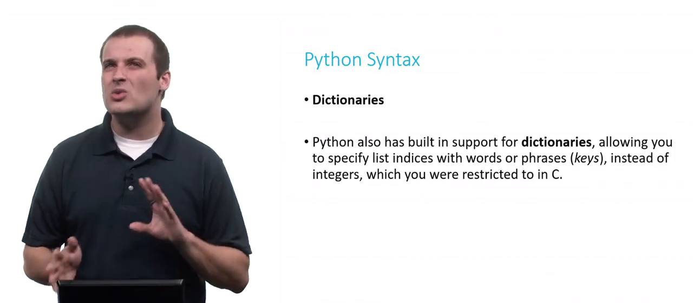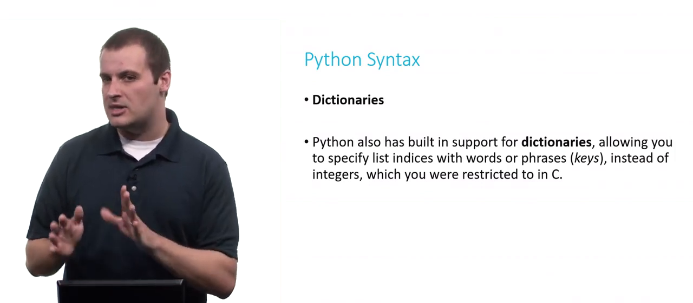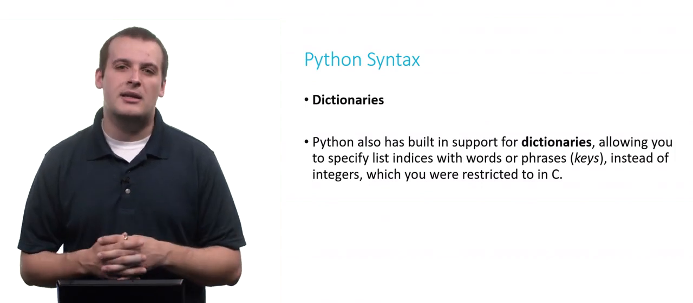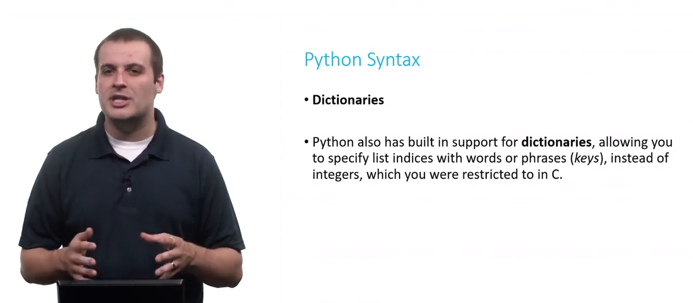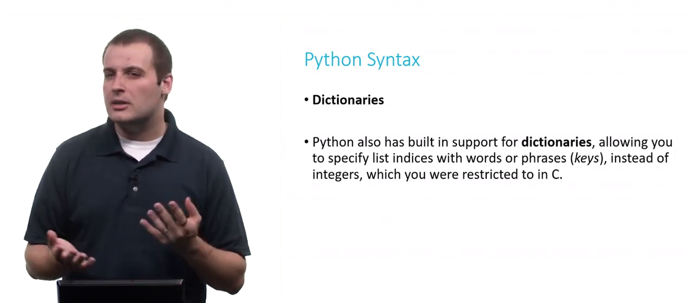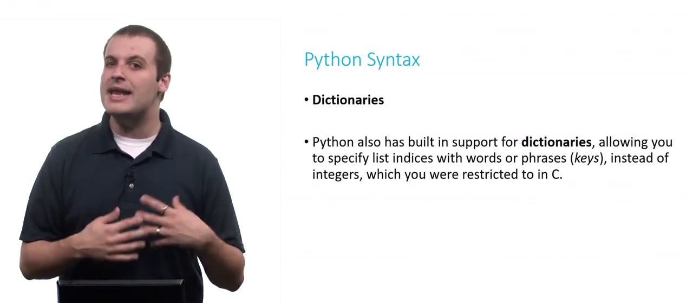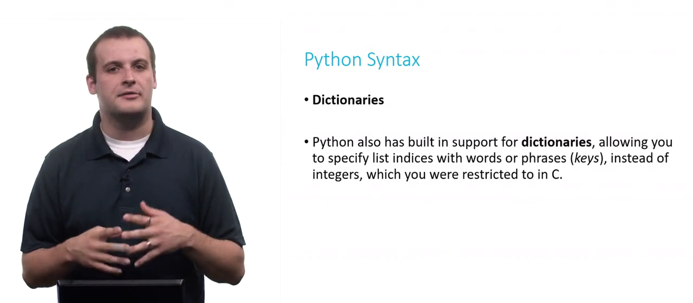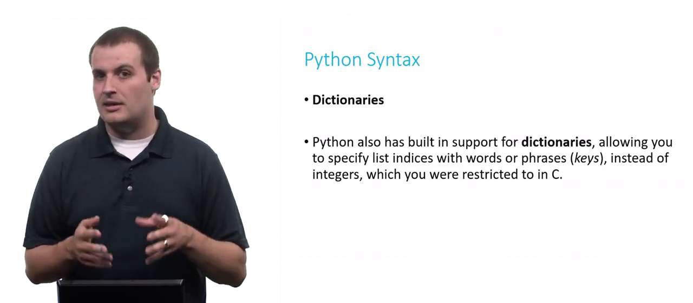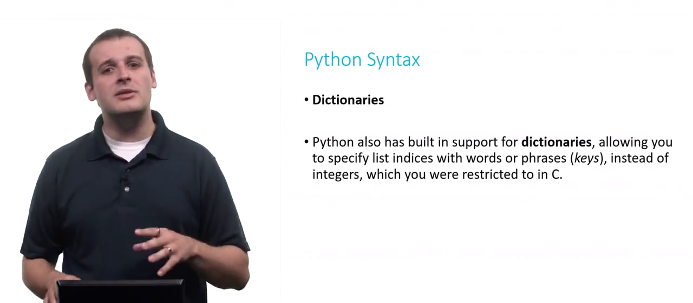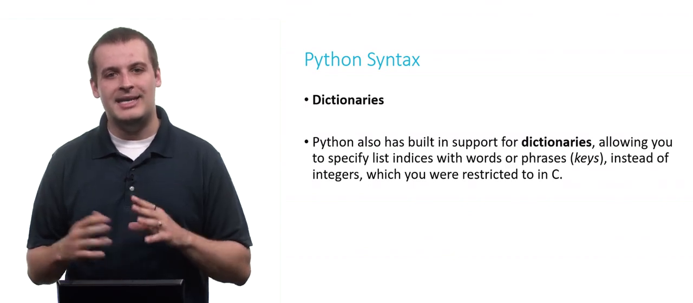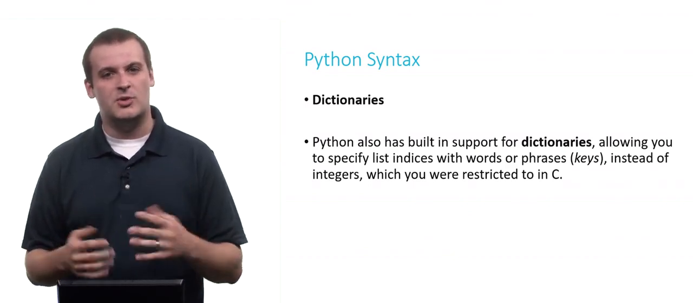Another thing that we're sort of familiar with in C, although it's not native, we had to build it ourselves, is the concept of a dictionary. Now, dictionaries generally close in spirit to the concept of a hash table. And remember, the hash tables were not native to C, although they are native to a lot of programming languages. We had to build it ourselves. So it allows us to associate indexes with keys as opposed to integers, which we had to do in C.